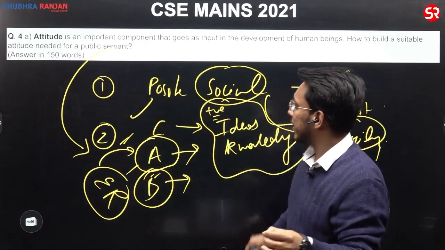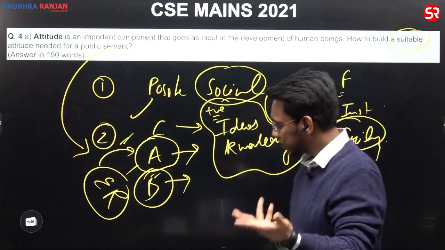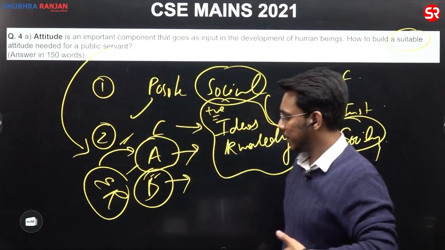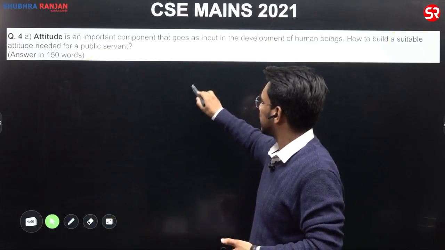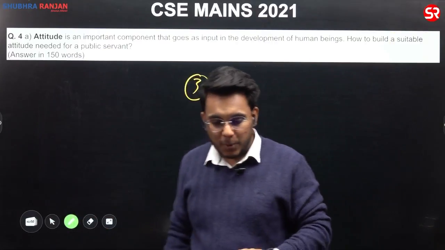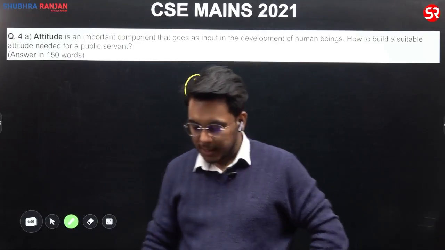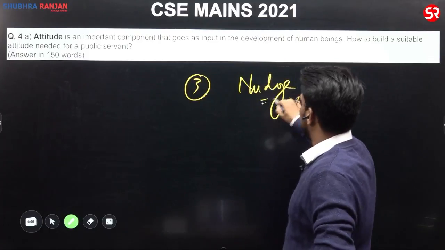Clear? In this manner, suitable attitudes in the civil servants can be made. So this is in total 1 point. Right? 3 sub points were there. After that, the third is by providing them a positive nudge. Positive nudge. Is it clear?